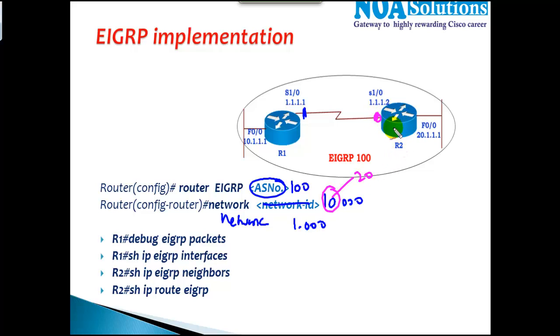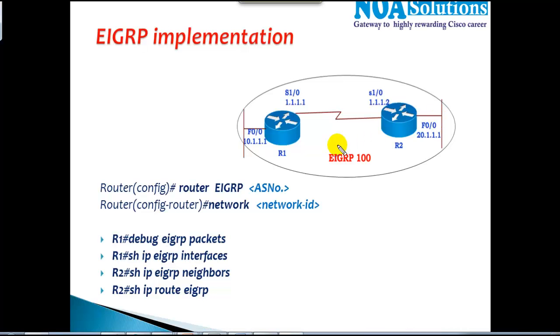So we need to advertise 1.network and 20.network. We need to advertise our own directly connected interfaces. So that's something I'm going to verify, and there are some specific show commands which I'll be using.